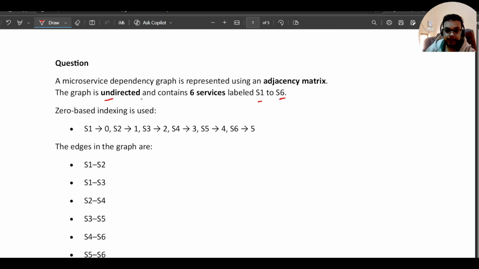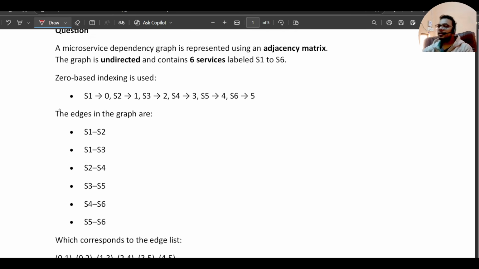This is very important. Undirected graph means, see, if suppose we are going from 1 to 2, we can also come from 2 to 1. So between any two vertices, like 1 to 2, we can travel from 1 to 2 and we can travel from 2 to 1. So this is the property of an undirected graph. This is very important. Okay, so this is the representation which they have given.